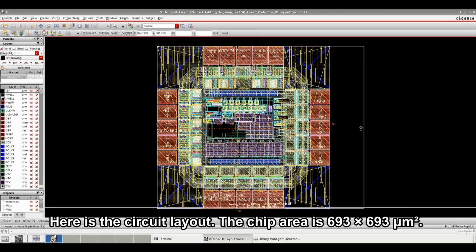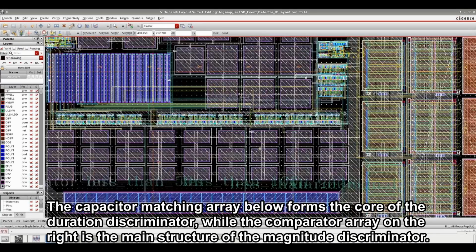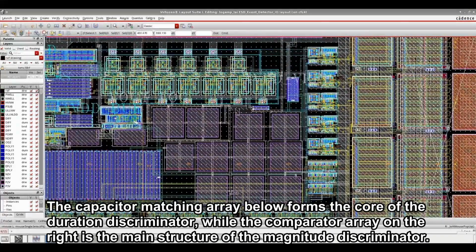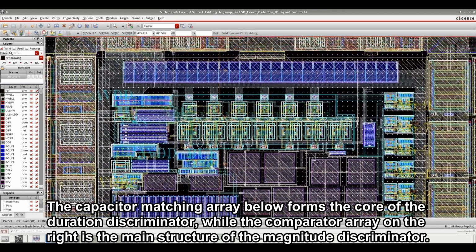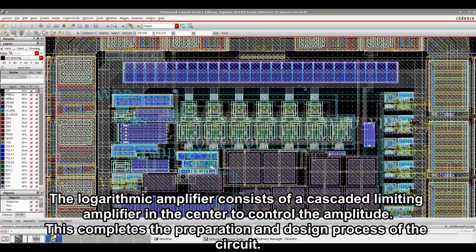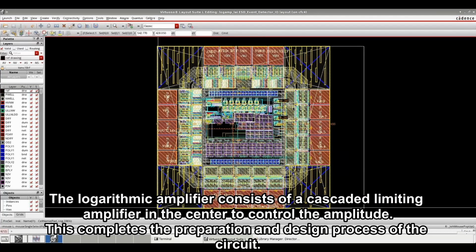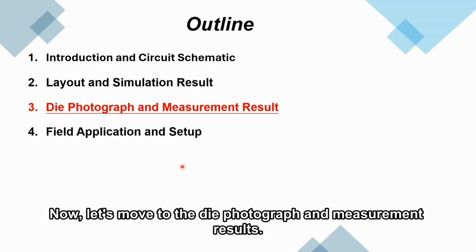Here is the circuit layout. The chip area is 693 × 693 square micrometers. The capacitor matching array below forms the core of the duration discriminator, while the comparator array on the right is the main structure of the magnitude discriminator. The logarithmic amplifier consists of a cascaded limiting amplifier in the center to control the amplitude. This completes the preparation and design process of the circuit.